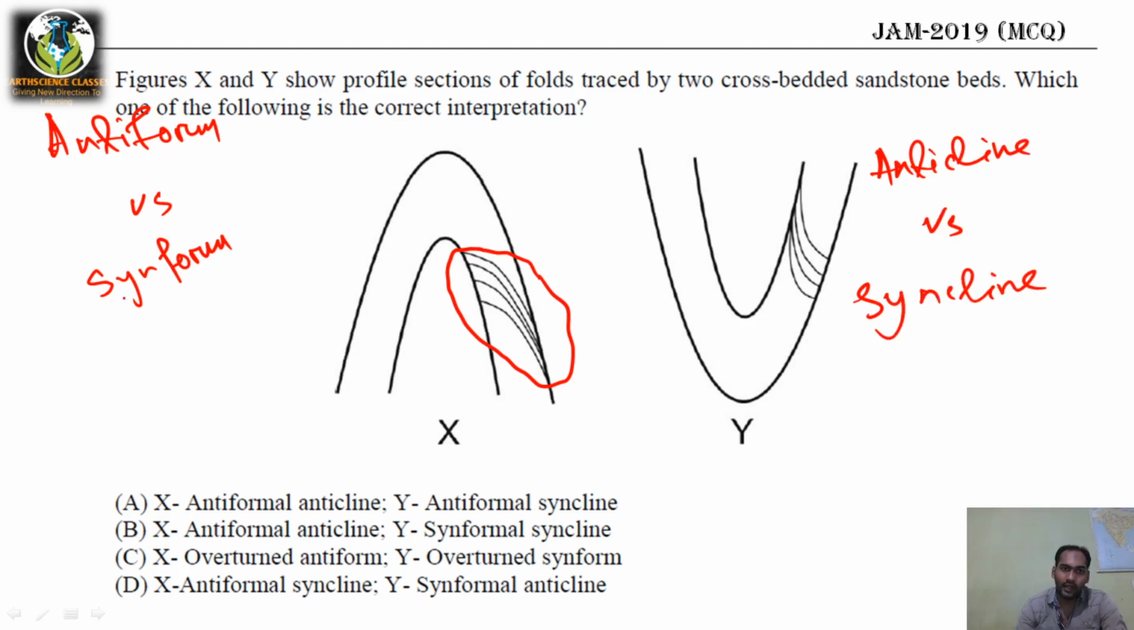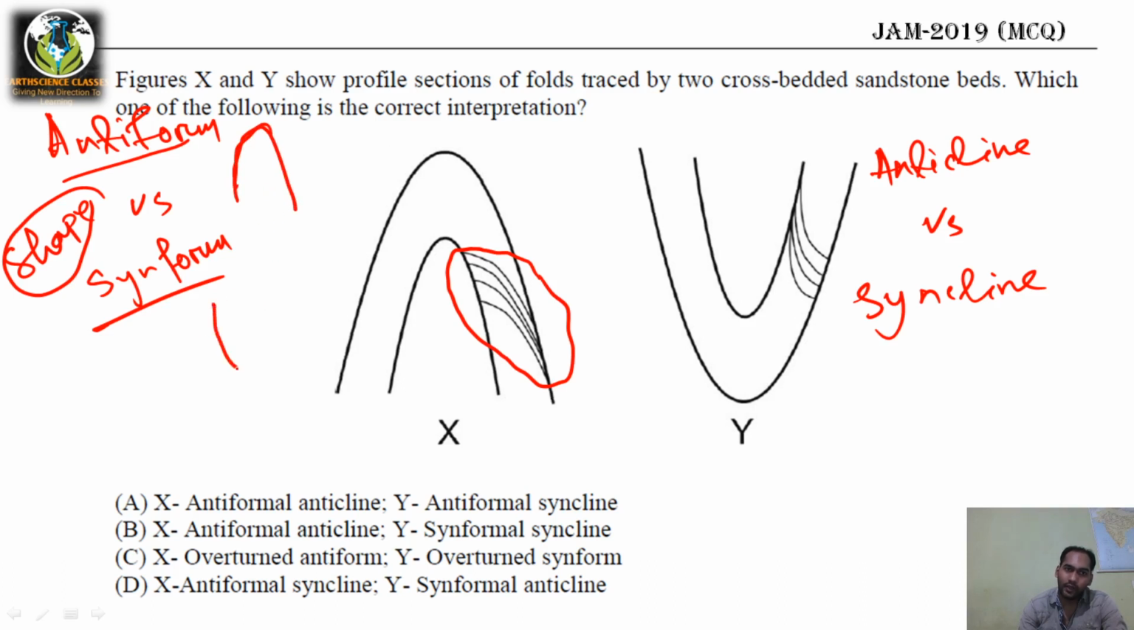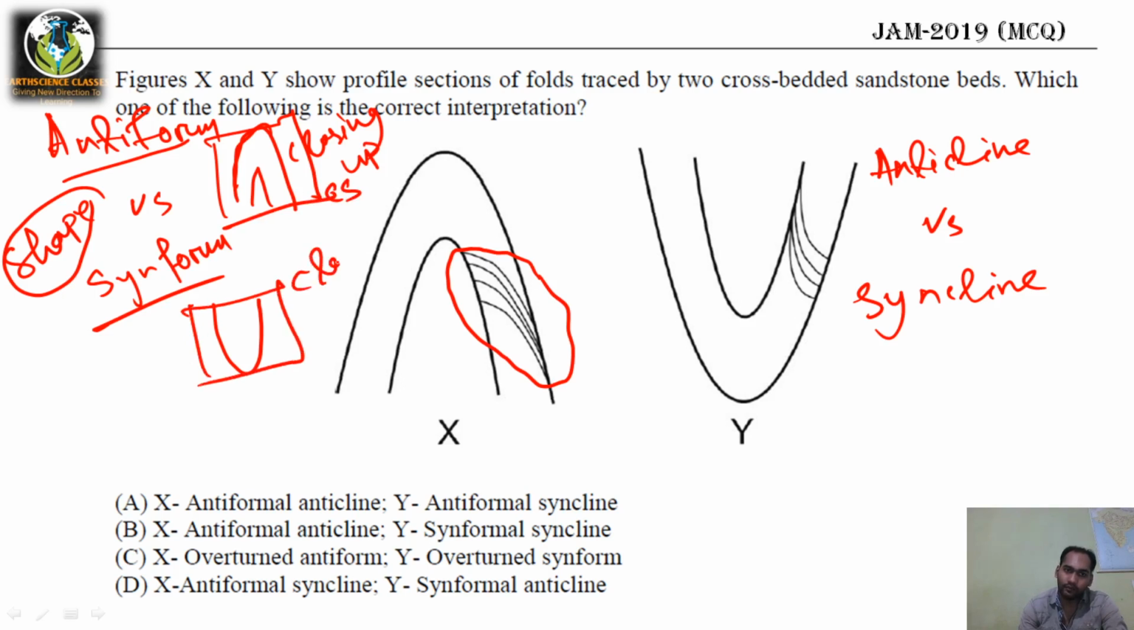Antiform and synform are defined on the basis of shape. Antiform means closing up. This is antiform, closing up. Synform means closing down, right? Closing up means it is in which view? Cross-section view, right? So closing down is your synform.